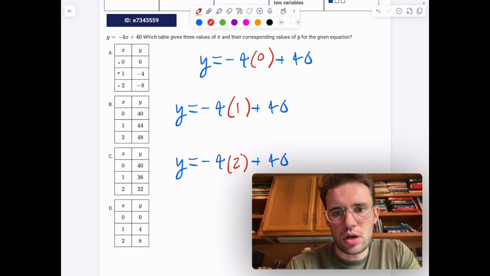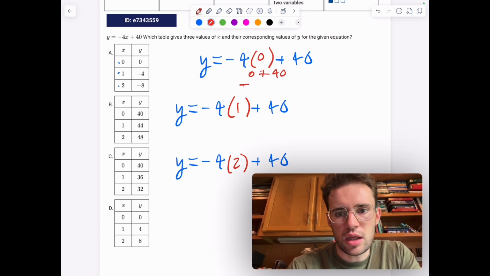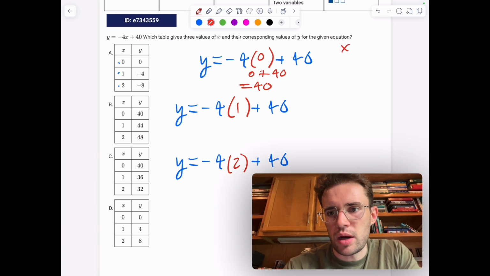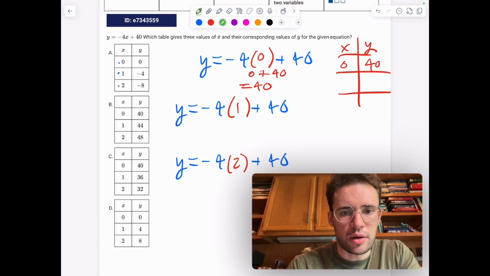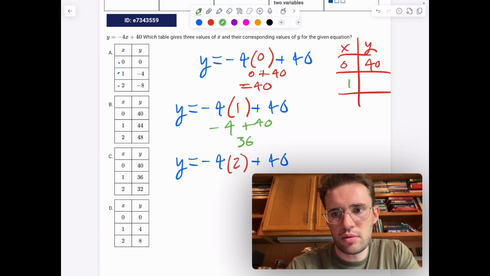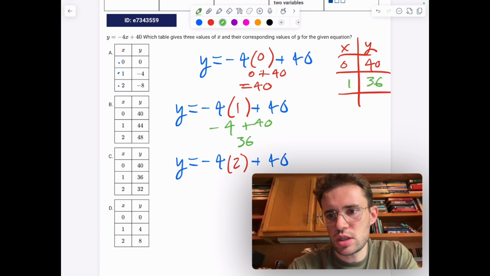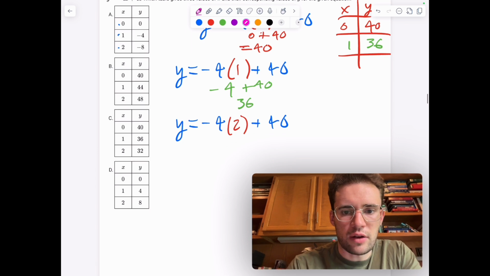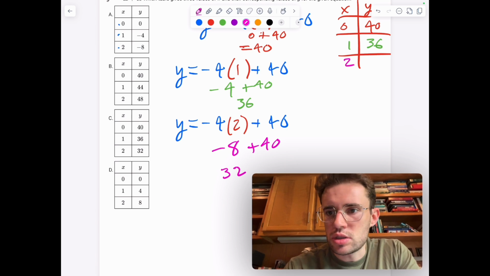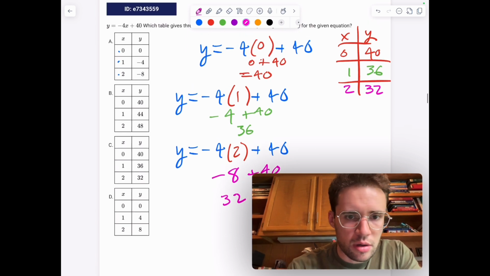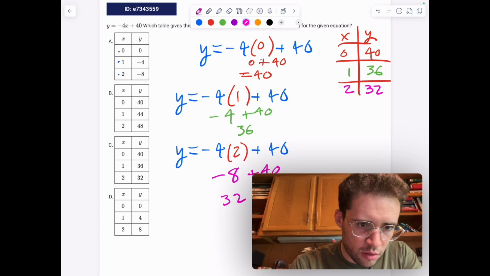So -4 times 0 is 0, and then 0 plus 40 equals 40. So you'd say when x is 0, y is 40. And then our slope is -4, so it's just going to be going down 4 each time, but let's plug them all in. So -4 times 1 is -4 plus 40 gives you 36. Right? That went down 4 from 40, so that's 36 there. And then here, -4 times 2, that's -8. -8 plus 40 is going to be 32, and that's down 4 from 36. So 32 like that. So we want one that's 40, 36, 32, which is choice C.